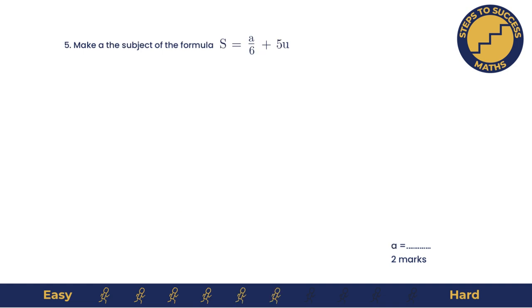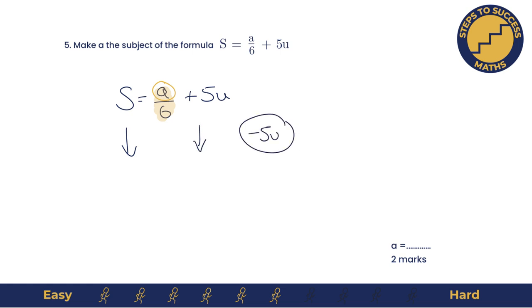Question 5. Make A the subject of the formula S equals A over 6 plus 5U. Circle the A. So we don't want this plus 5U or this divide by 6. The divide by 6 is wrapped up with the A at the moment, so we're going to get rid of plus 5U. So the opposite is subtract 5U. S take away 5U is equal to A over 6.